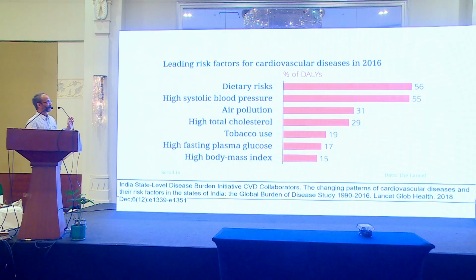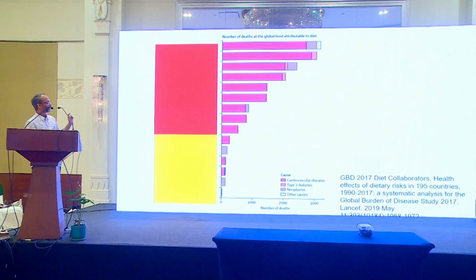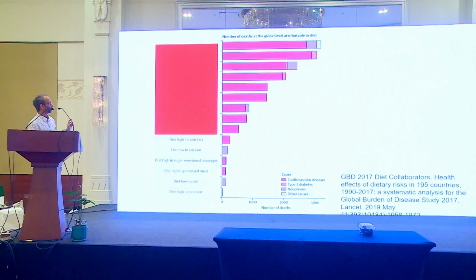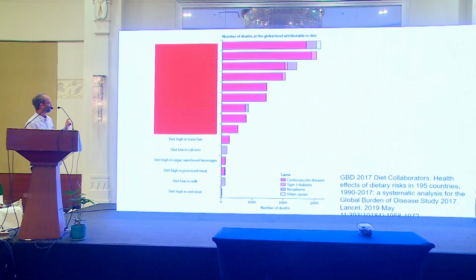So this slide, I'm sure we have discussed it earlier also. 56% comes around so many times these days. So 56% of the risk comes from the diet. Okay? And I remember Regina pointed out this slide earlier. This is from the GBD 2017.